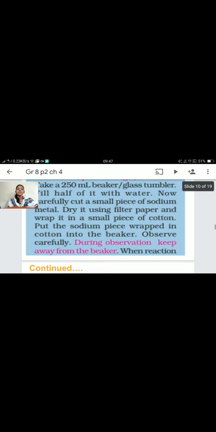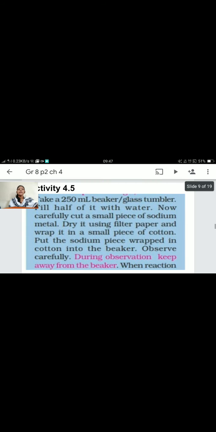So the next activity is activity 4.5. I have already told you in the last video that potassium and sodium are very soft metals and can be easily cut with a knife. But we have to handle both of these metals with care, because they easily catch fire when they come in contact with water. So while performing this activity, you should take precautions.